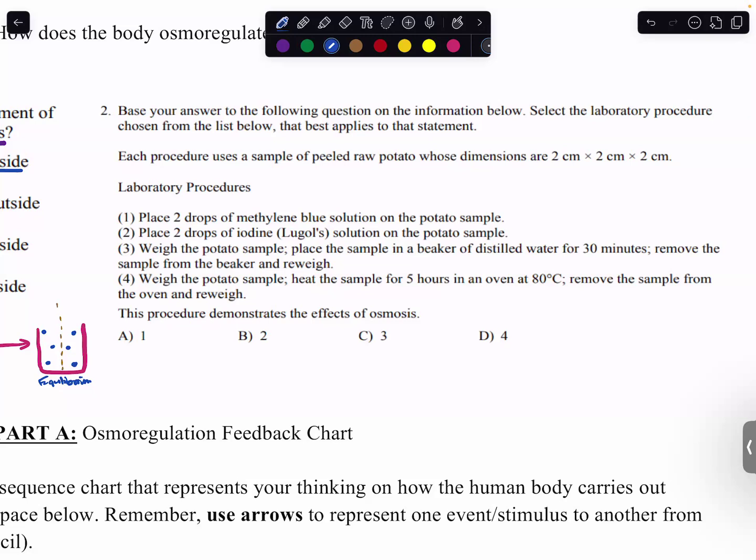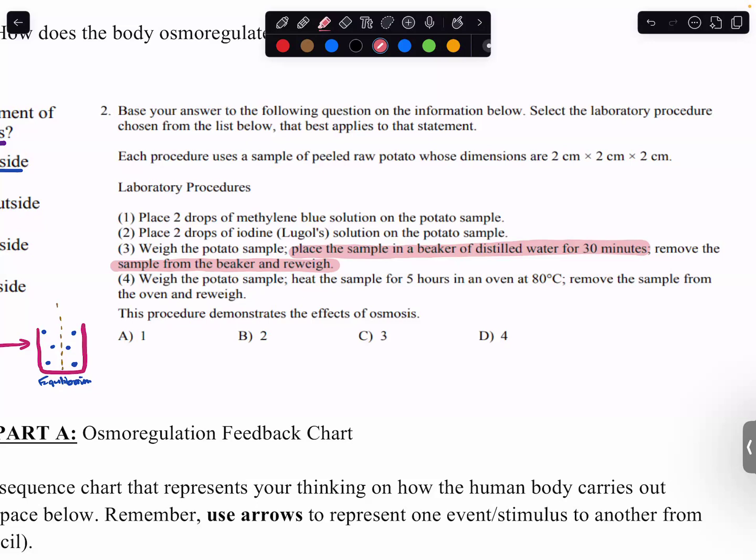Number 1, place 2 drops of methylene blue solution onto the potato sample. 2, place 2 drops of iodine or Lugol's solution onto the potato sample. 3, weigh the potato sample and place the sample in a beaker of distilled water for 30 minutes and then remove the sample from the beaker and reweigh. And then 4 says, weigh the potato sample, heat the sample for 5 hours in an oven at 80 degrees Celsius, and remove the sample from the oven and reweigh. This procedure demonstrates the effects of osmosis.